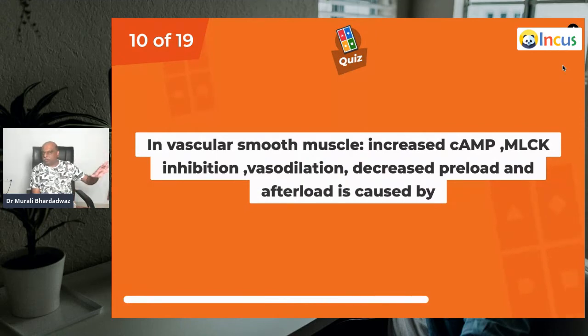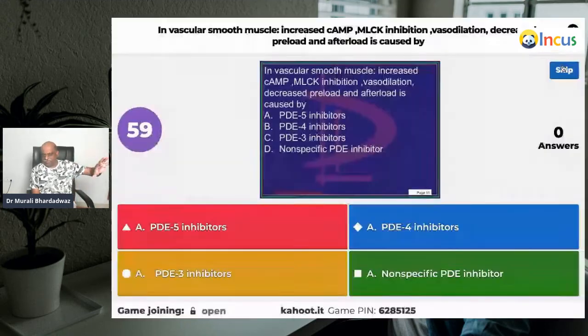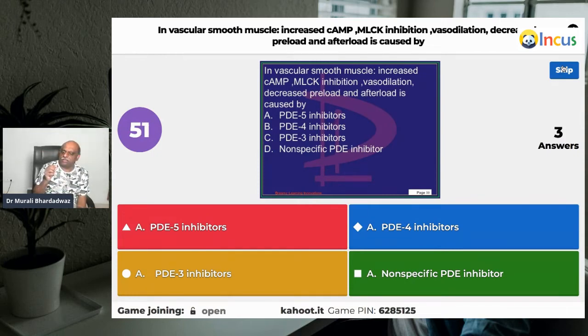In the vascular smooth muscle, which drug increases the cyclic AMP? Then smooth muscle has a myosin light chain kinase. It inhibits that so that it leads to vasodilation, and it decreases the preload and also the afterload. Which class of these drugs are we talking about? Easy question after you answered all that.